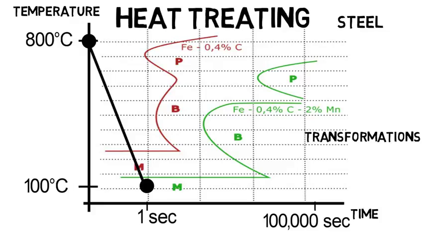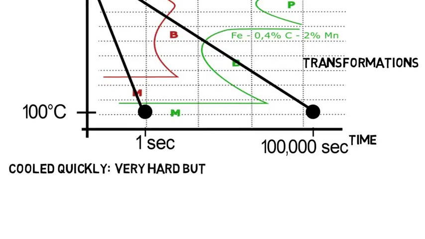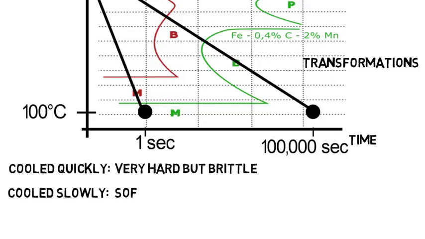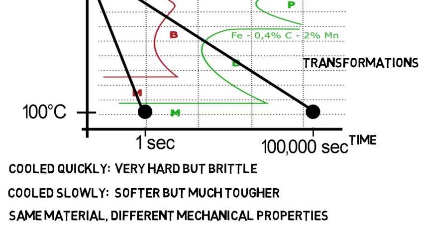That curve, or line in this case, tells us which transformations this material goes through during cooling. See how it goes through those regions with an M? This goes through different transformations than if we slowly cooled it to the same temperature over the course of about a day. So what does this do? Well, if it's cooled very quickly like that first line, that might yield a very hard but brittle material. If you cool the material slower, it may yield a slightly softer material, but that is much tougher and doesn't break easily. It's all the same material, but we can achieve different mechanical properties just by cooling it differently.